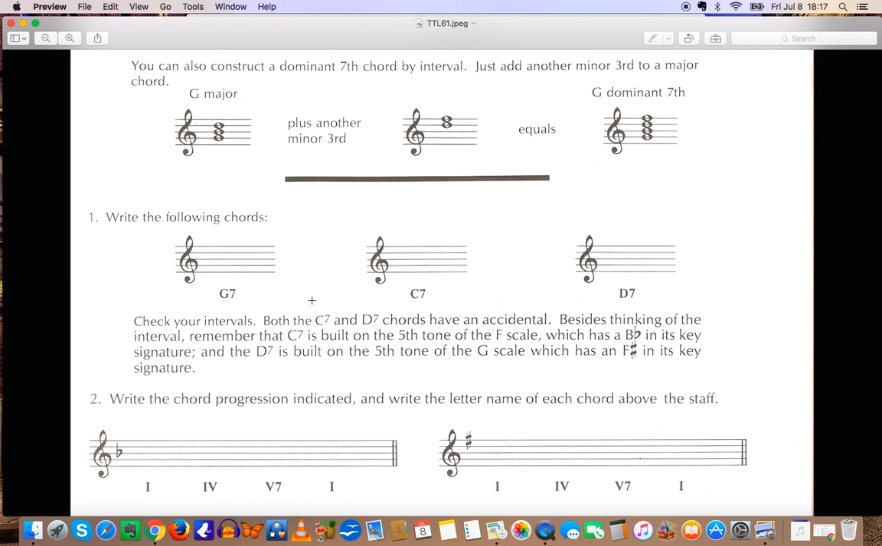Check your intervals. Both the C7 and D7 chords have an accidental. Well, they just gave it away there. Besides thinking of the interval, remember that C7 is built on the 5th tone of the F scale, which has a B flat in its key signature. The D7 is built on the 5th tone of the G scale, which has an F sharp in its key signature.